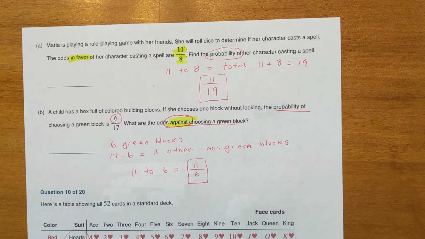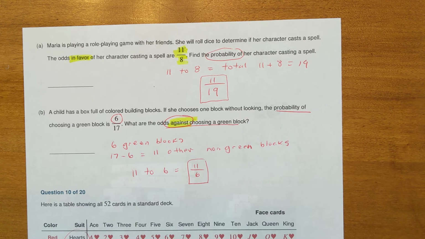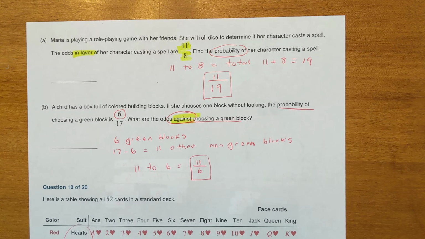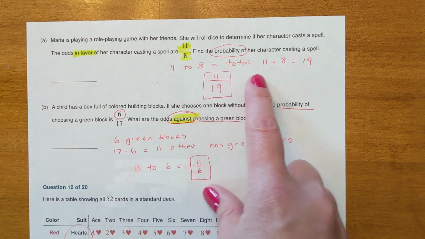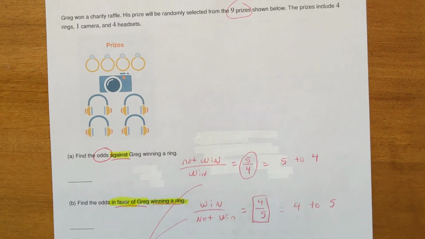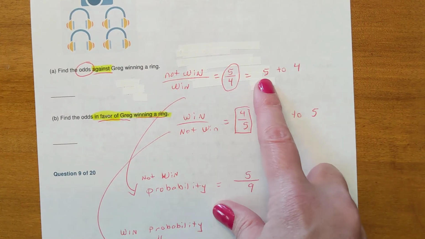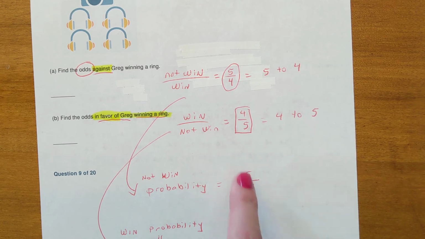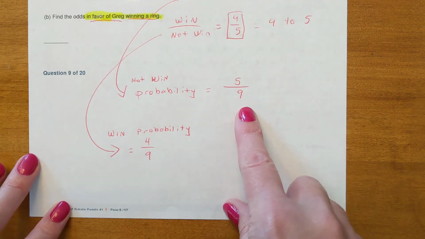Maria is playing a role-playing game with her friends. She will roll dice to determine if her character casts a spell. The odds in favor of her character casting a spell are 11-8. So 11 to 8 would mean there's a total of 19. We saw that on the other side with the rings. 5 to 4 would be a total of 9 when you add them together. So the whole thing was out of 9 for the probability.